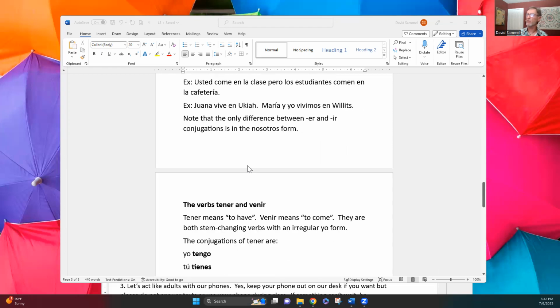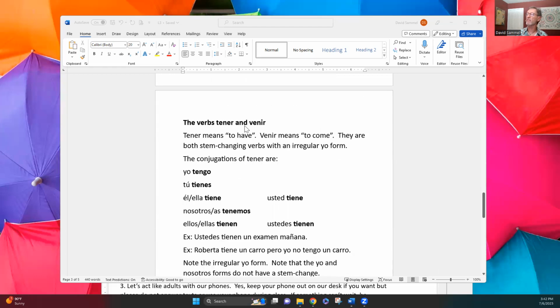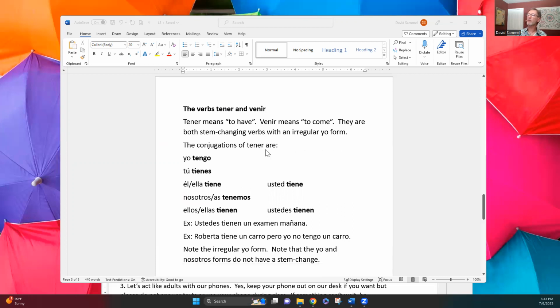Let's move down to the last thing we have to look at, the verbs tener and venir. Tener means to have, venir means to come, ER verb, IR verb. But if you look at these conjugations of the verb tener, you can see right away that something's funny about it. First of all, the yo form is quite different. So this means I have, but it's an irregular one. What does irregular really mean to you as a student? You have to memorize it. You just have to know that the yo form of tener is tengo.